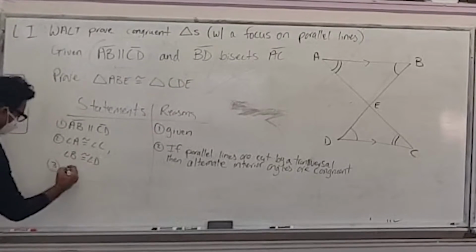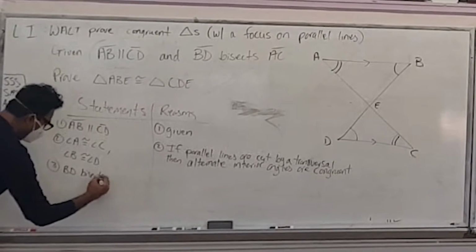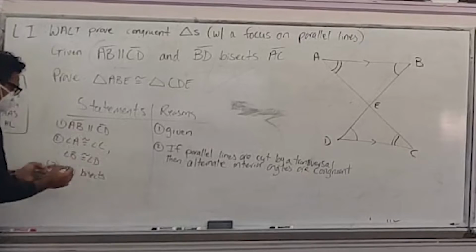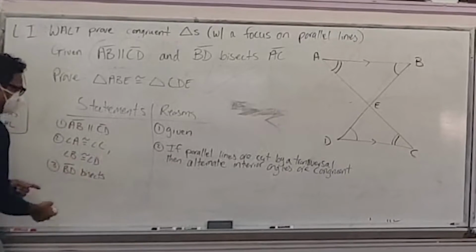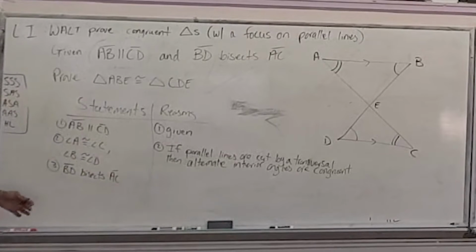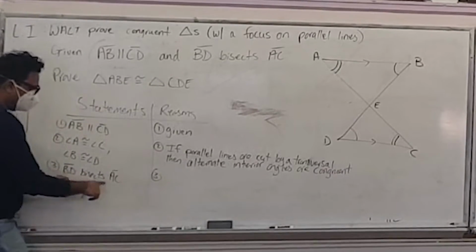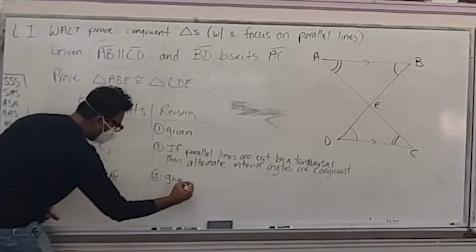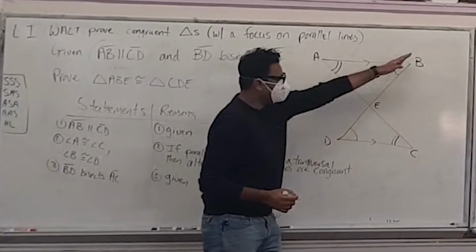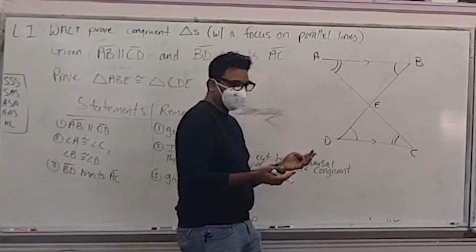BD bisects AC. I like when she said it. She said it correctly. Line segment BD bisects line segment AC. I almost never say line segment because we know what we're talking about, but the proper way to say it would be like that. So let's see. If BD is bisecting AC, which is given to us, that means this line is cutting this line in half. So what's the conclusion from that?